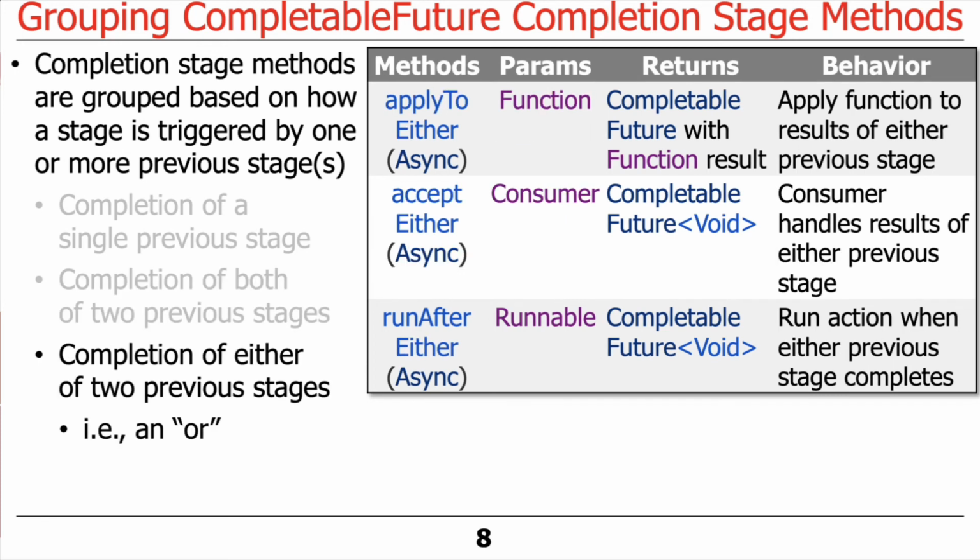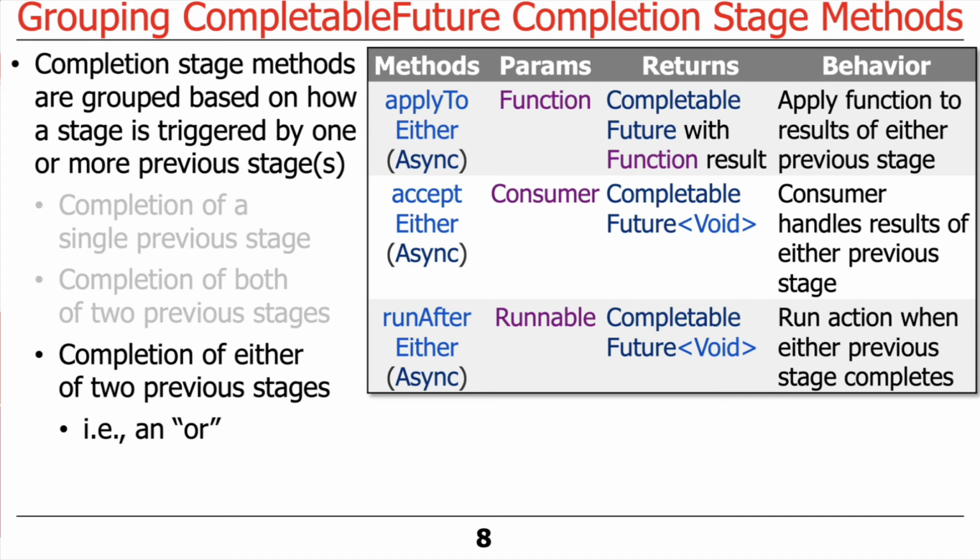And then the third and final grouping of these completion stage methods are the ones that complete when either of two previous stages complete. So you can think of these as basically being logical disjunction, either or. So if one of two finishes, we'll take the one that finishes first. And you can see that there's three of these. There's apply to either, accept either, and run after either. And there's async and non-async versions of these.